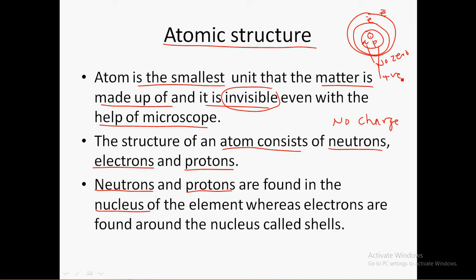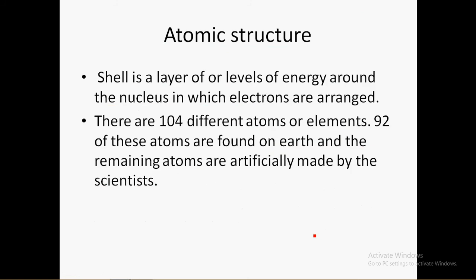So remember, neutrons and protons are found in the nucleus of the elements, whereas the electrons are found around the nucleus in the shells. The shells, where the electrons are arranged, are layers or levels of energy around the nucleus.